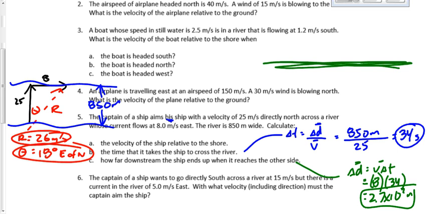If you're trying to go straight across, that was not very good. Okay, we did not do a very good job of going straight across there.